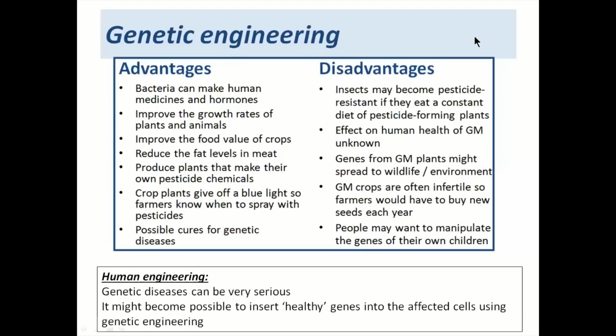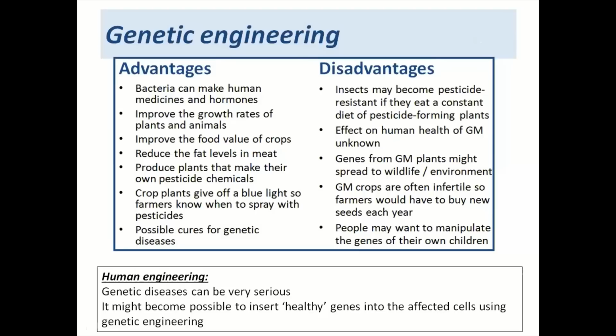There are various advantages and disadvantages of genetic engineering. Advantages can be that bacteria can make human medicines and hormones, improve the growth rate of plants and animals, improve the food value of crops, reduce fat levels in meat, and produce plants that make their own pesticide chemicals. Crop plants give off a blue light, so farmers know when to spray with pesticides.